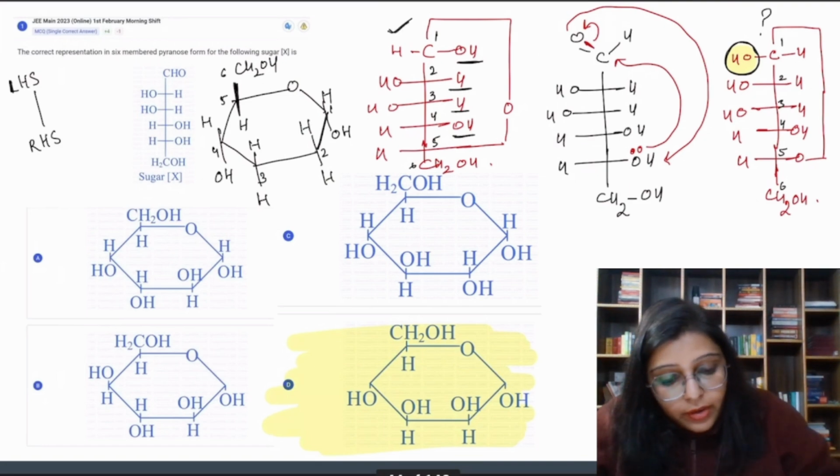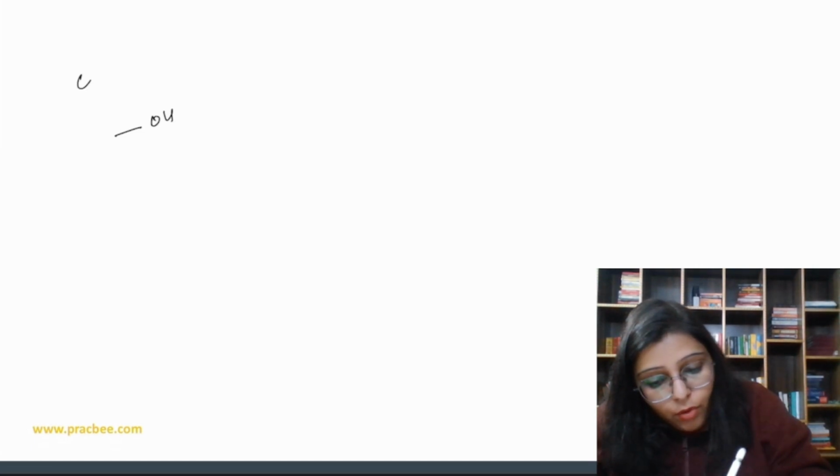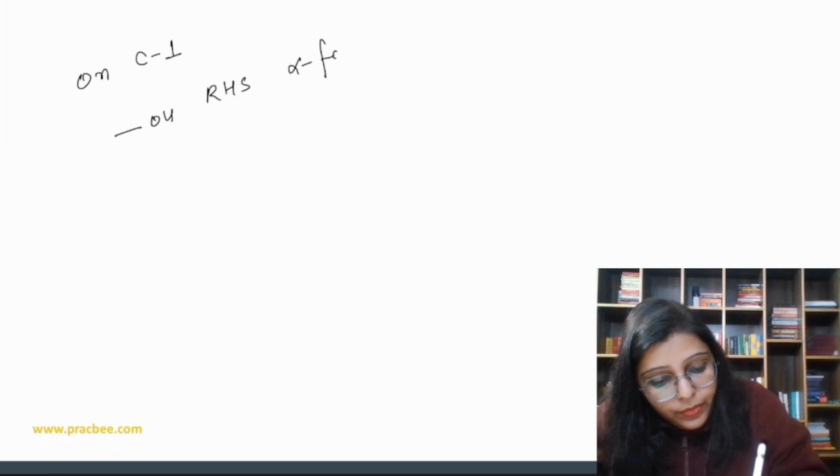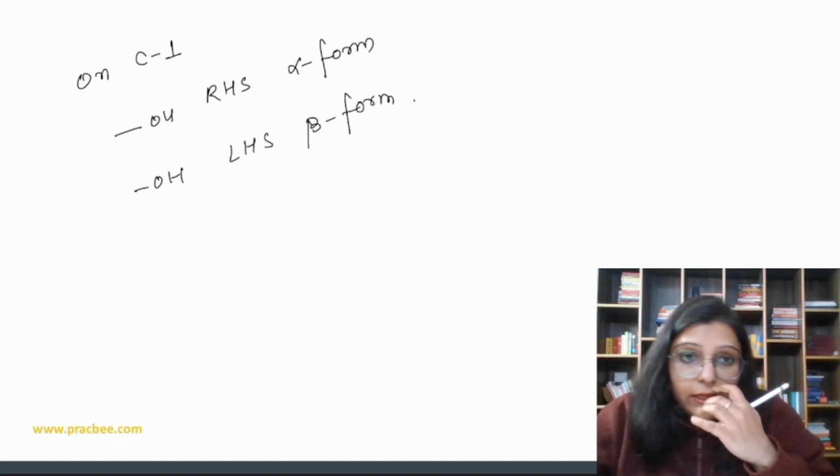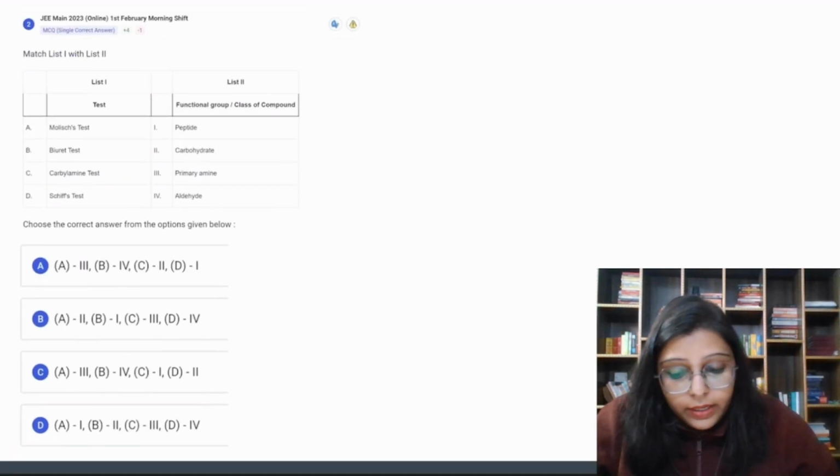If on carbon number 1 OH is on the right hand side, that is the alpha form, and if OH is on the left hand side, then that is going to be the beta form. Clear? Beta form. Now let's do the next question.